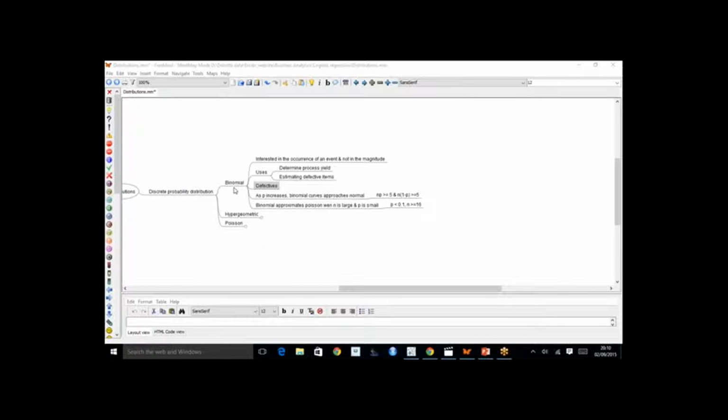When do we use binomial? As p increases, where p means probability, your binomial curve approaches normal distribution. And when does that happen? When your number of data points n multiplied by p is greater than or equal to 5, and when n times (1 minus p) is greater than or equal to 5. This is just a generic thumb rule. You can remember that. And that is when your binomial distribution approaches normal distribution.